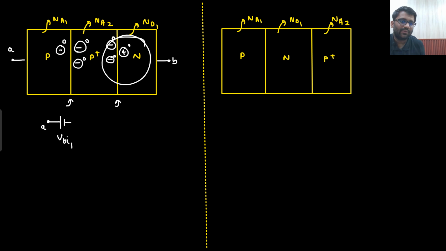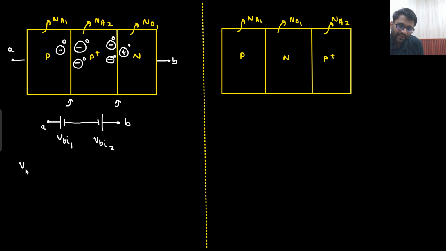Then another junction is there, no? Here what will happen? Holes will travel towards this side and electrons will travel towards this side. So another battery would be made. What will be the polarity of the battery? So this side would be negative and this side would be positive. So between A and B, two kinds of built-in potentials are there. But one is having this kind of polarity, the other one is having this kind of polarity.